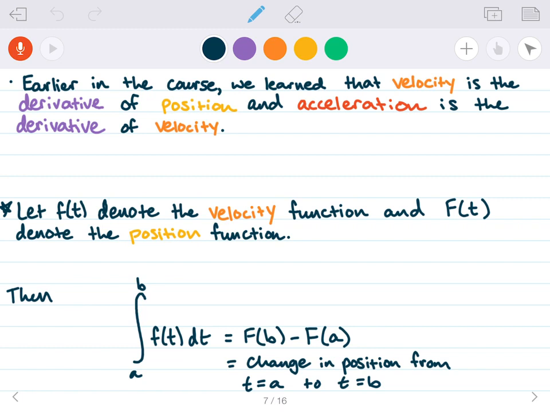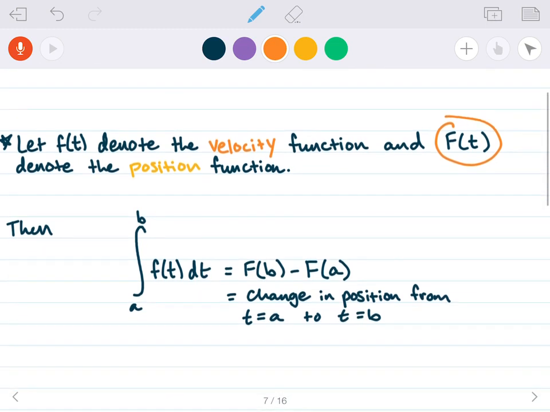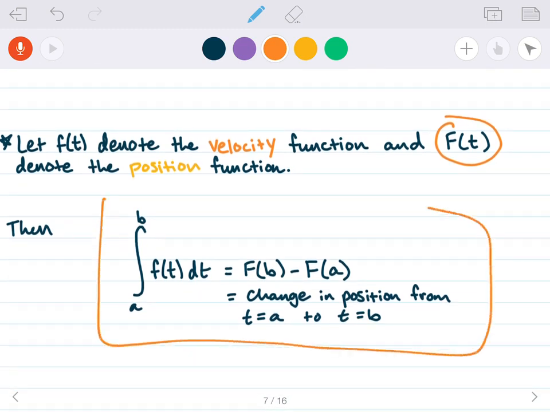As I mentioned before, velocity is the derivative of position, and acceleration is the derivative of velocity. Since we learned about antiderivatives, again, antiderivatives are represented with this capital F typically. If lowercase f of t is the velocity function, then the antiderivative, capital F of t, is the position function. So using the fundamental theorem of calculus, the antiderivative of velocity is position.